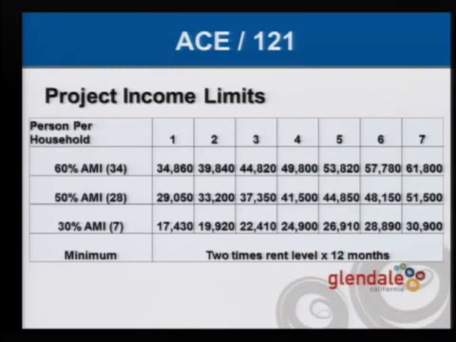Down at the bottom there, we also have a minimum amount that somebody can make. That's 2 times their rent over a 1-year period. So if their rent was $500, they would have to make $12,000 a year to be able to qualify in the income limits.